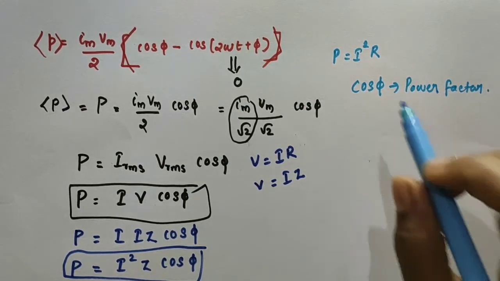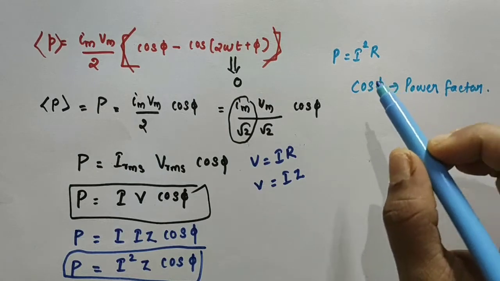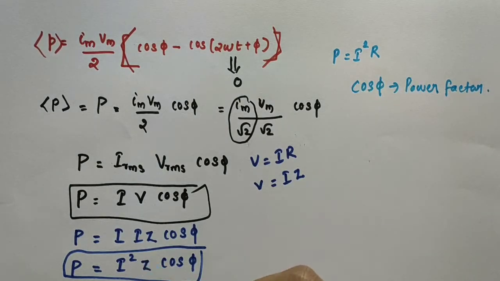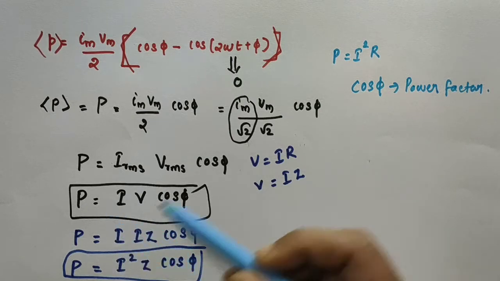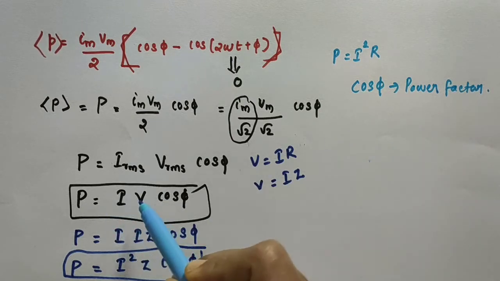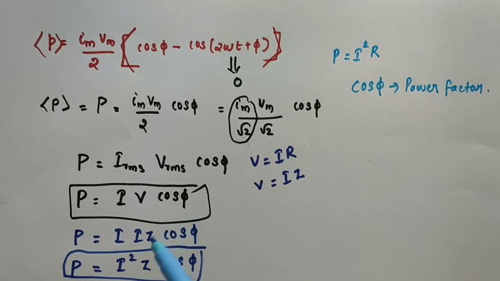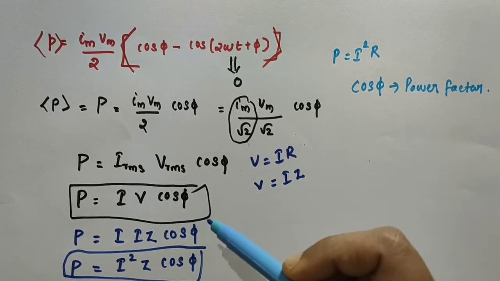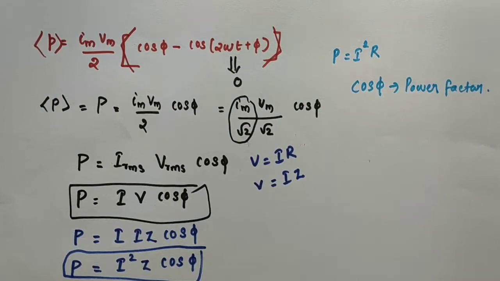Usually, while we write the expression for the power in a purely resistive circuit, P is equal to I squared R. So here we have P equal to I squared Z into cos phi. Or it is like P equal to V into I. Here we have VI into cos phi. So we have an additional term cos phi here. This cos phi is actually called the power factor.